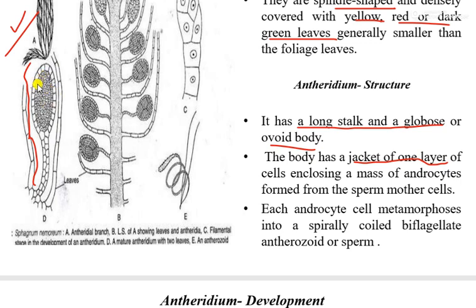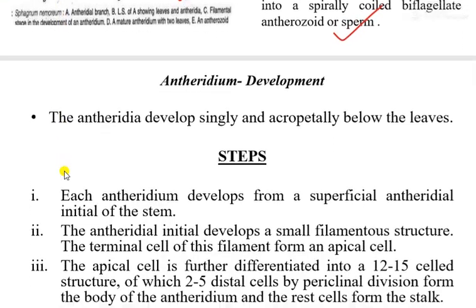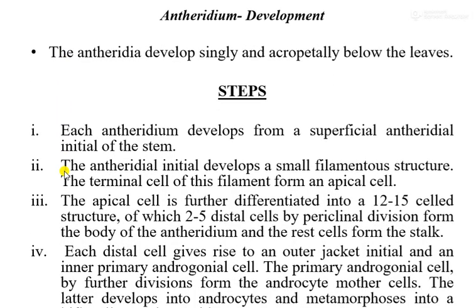Now what is inside this jacket? Inside this jacket there are a number of androcytes. Now what will these androcytes form? Each androcyte will metamorphose into a spirally coiled biflagellate antherozoid or sperm. Clear? So the structure of antheridium is very easy. Now we move on to the development of antheridium. How does the antheridia develop in case of sphagnum? We will see that.